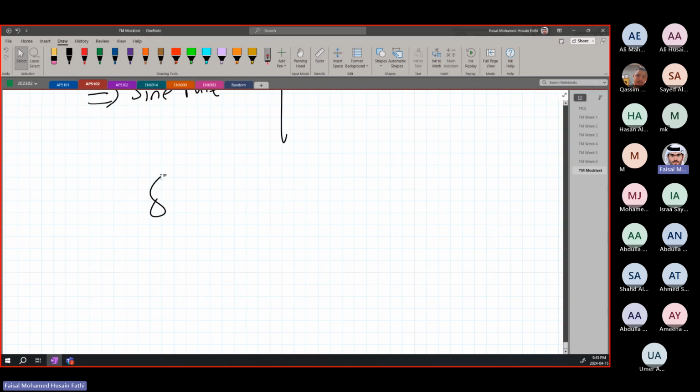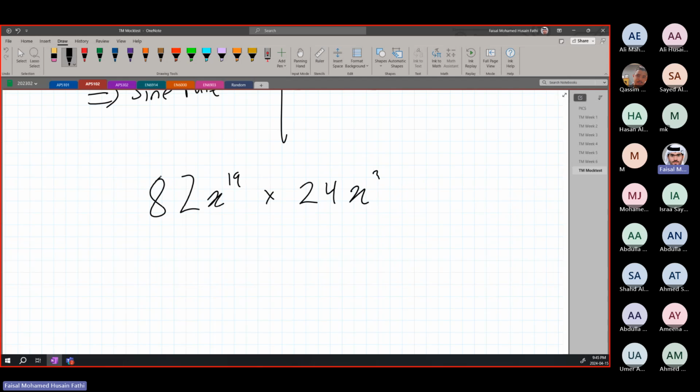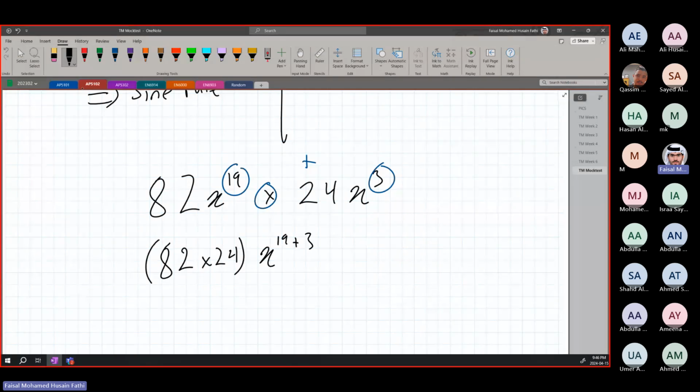Okay, the question is just to simplify this: 82x^19 times 24x^3. I already showed you guys this. Since this is multiplication, the exponents will be added, and then you're just going to multiply the constants outside. So it's 82 times 24, x to the power of 19 plus 3. All right, simplify, and that will be your answer.